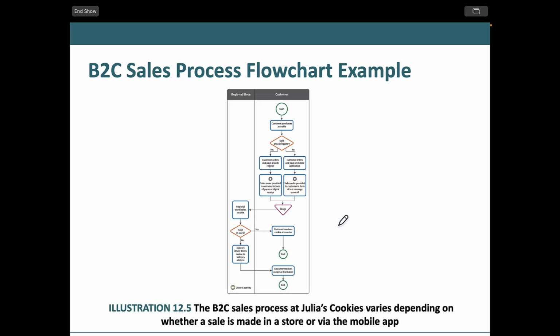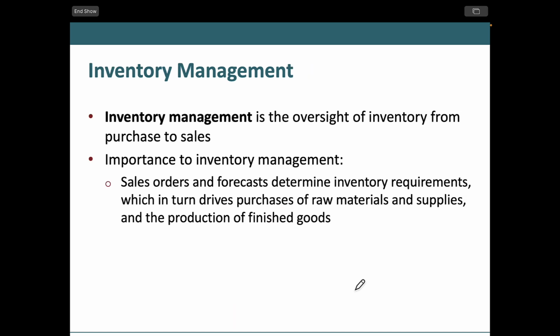So here we see a business to consumer sales process flowchart example that is for Julia's Cookies, and usually it varies depending on the sale that is made and where the sale is made, either in store or via a mobile app. Now let's move to inventory management, which is the oversight of inventory from purchases to sales.